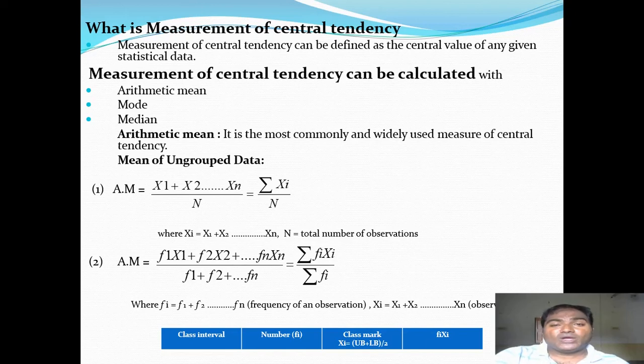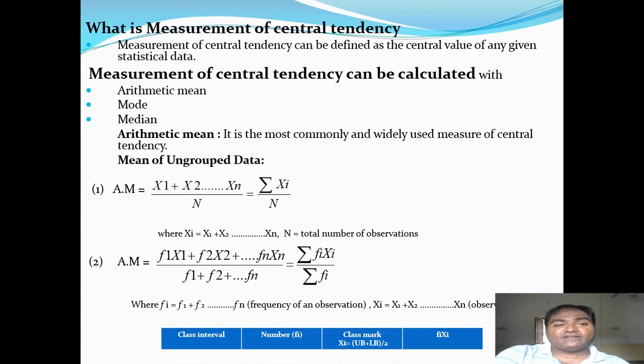In this way, we find the arithmetic mean of any ungrouped data. This is the method of finding the mean of ungrouped data. The first formula we have learned is the sum of the observations by the total number of observations. The second formula is summation fi into xi by summation fi, used for observations repeating more number of times, with a tabular column which we prepare so that we can analyze the data easily.